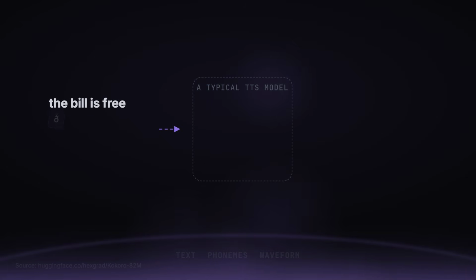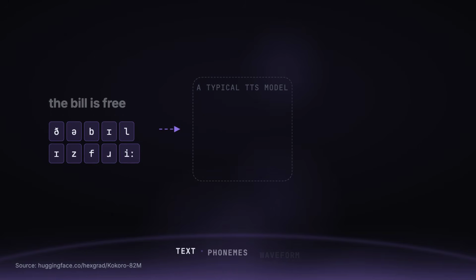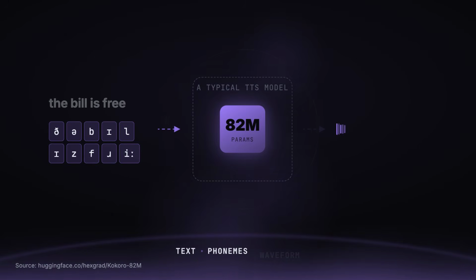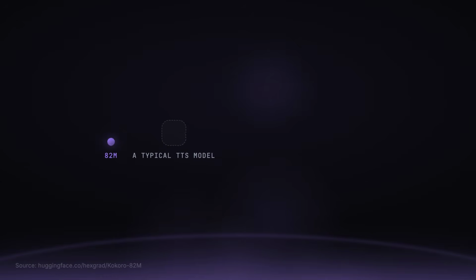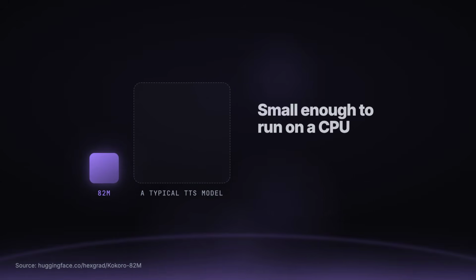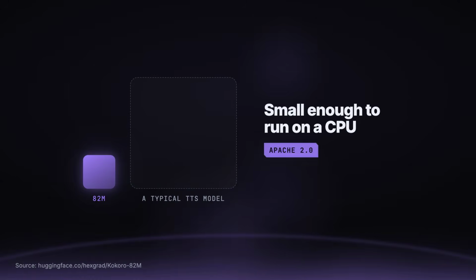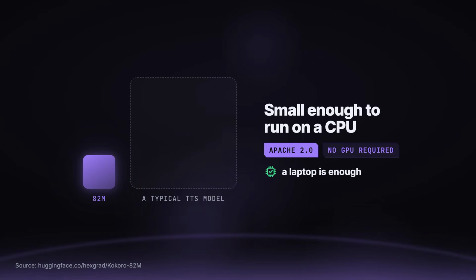The text becomes phonemes. The phonemes go through the model and audio comes out the far side. 82 million parameters is tiny by current standards, and it sounds far better than tiny. No graphics card needed at all. It is small enough to run on a processor, which means it runs on whatever you happen to be watching this on, for as many takes as you feel like.